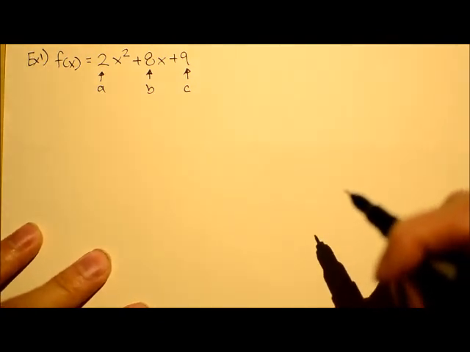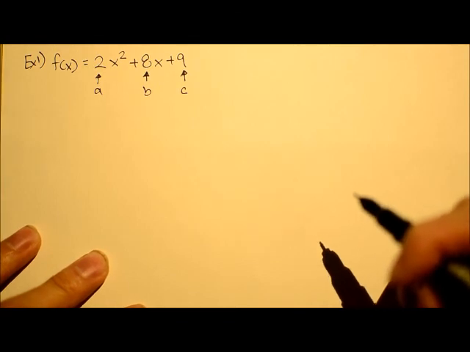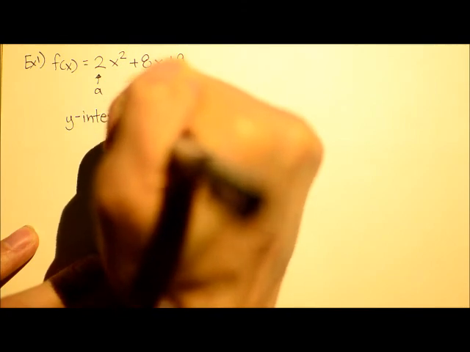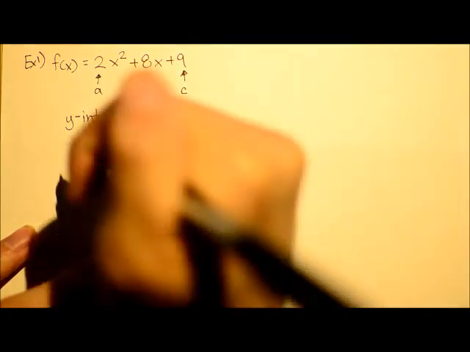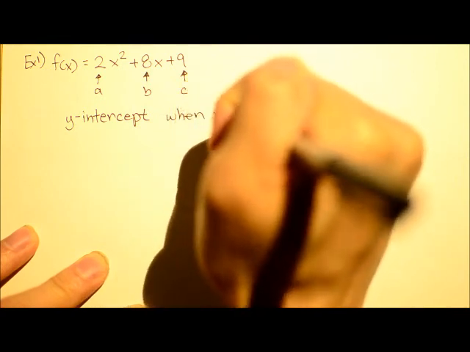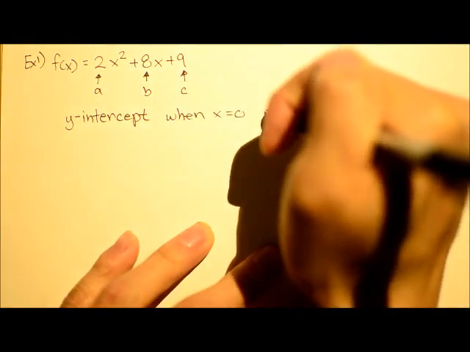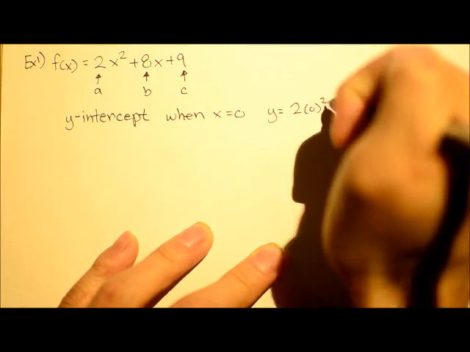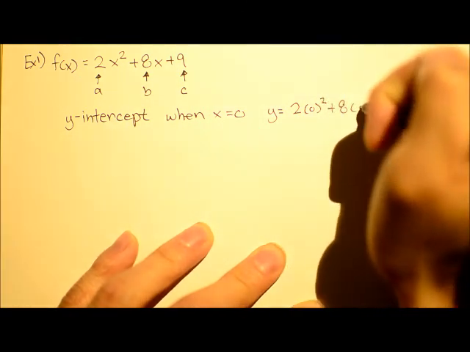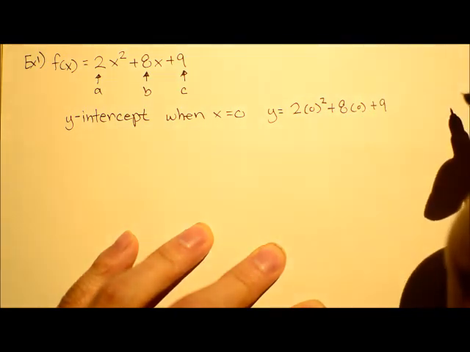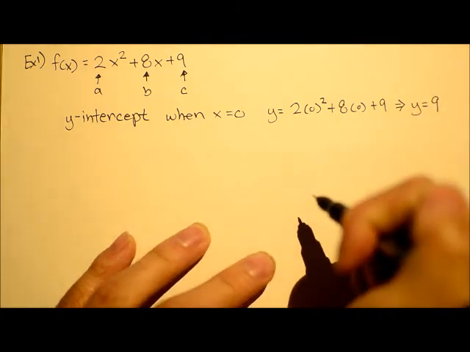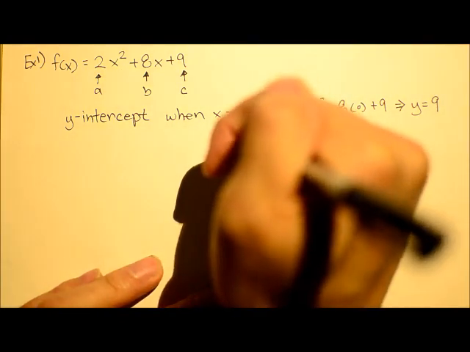Now let's take a look at our first thing that we have to look for. Remember from our previous part of things to know when we're graphing, we first have to try and find the y-intercept. So when x is equal to 0, y is going to equal 2 times 0 squared plus 8 times 0 plus 9, which in turn gives us y is equal to 9. So there's our first part. My y-intercept is going to be 0 and 9.